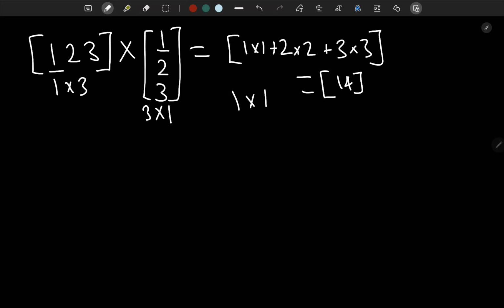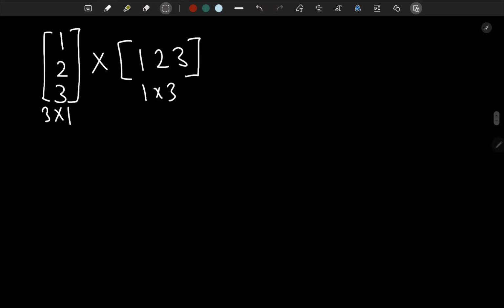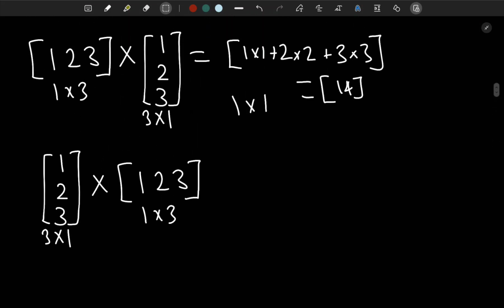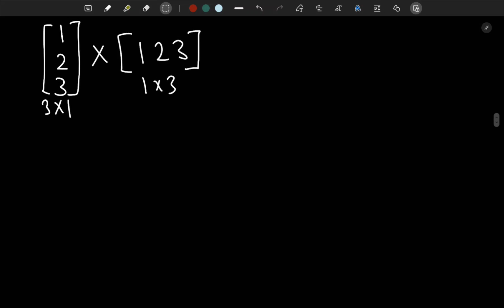Now let's flip these and see what answer we will get. If we reverse the order, let me just write it down. Again, the first thing is writing the order. This is a 3 by 1 and 1 by 3. Now identify if the right hand side is equal to the left hand side here. They are equal, so we can perform multiplication, and the final result that we will get is a 3 by 3 matrix.